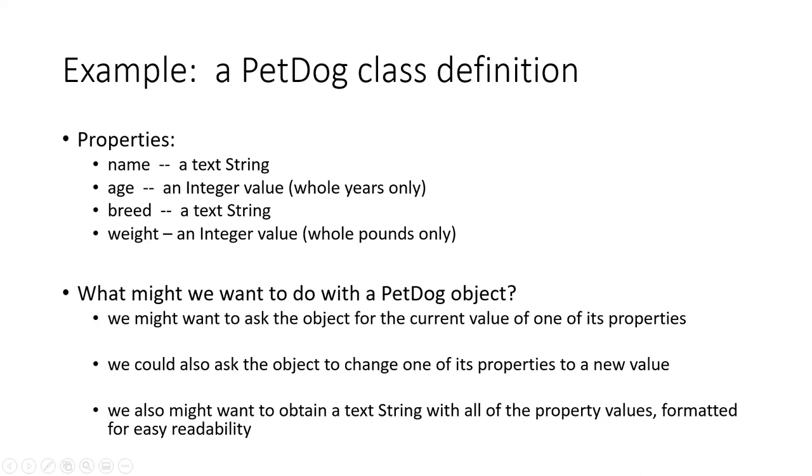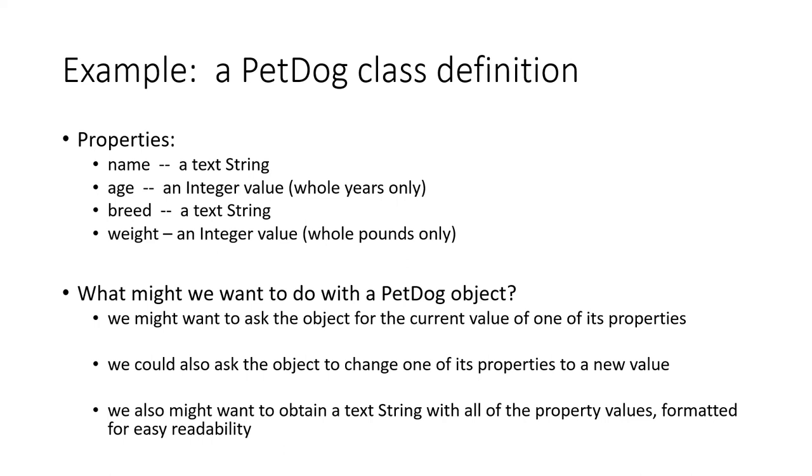Okay. Now, what might you want to do with a pet dog object? Well, once we've created the dog, we would have several dog objects in my program. Maybe I would want to find out, hey, what's the name of that particular dog? Or what is the age of a dog object? And so we want to be able to ask the object, hey, what is the value of one of your properties? Okay. Another thing we want to do is ask the object to change one of its properties, to set a particular property to a new value.